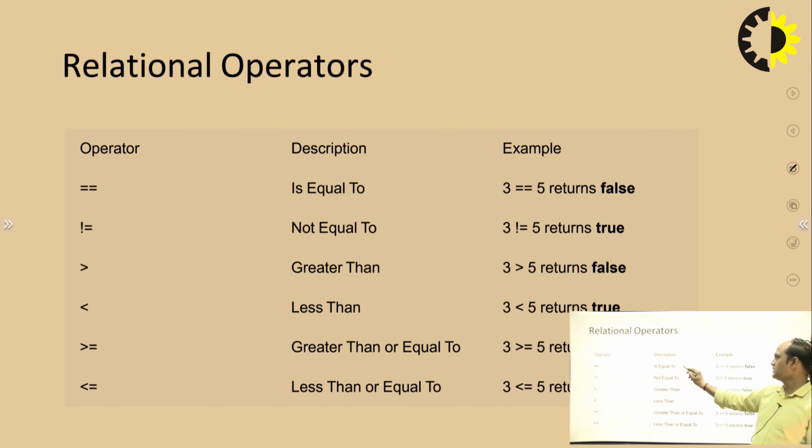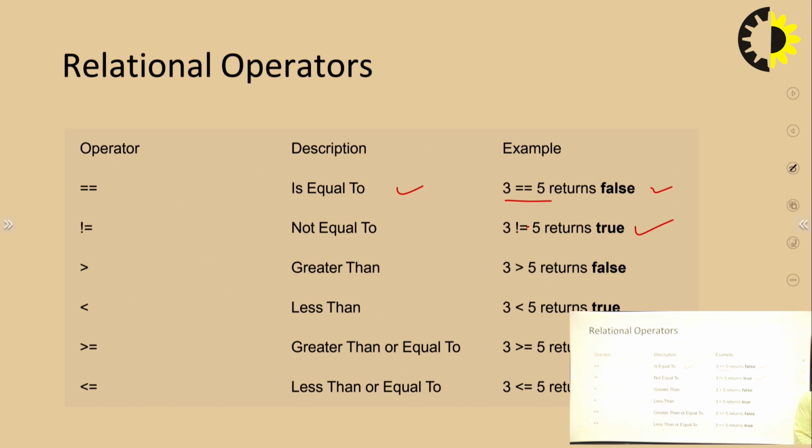Suppose we take the example of double equal to. What does it mean? 3 double equal to 5 returns false because 3 does not equal 5. 3 not equal to 5 returns true. So these are the outputs. Greater than, less than, greater than or equal to, and less than or equal to can be used like this.